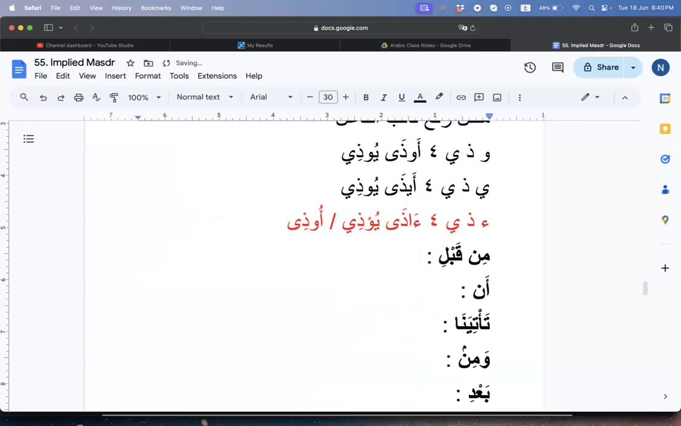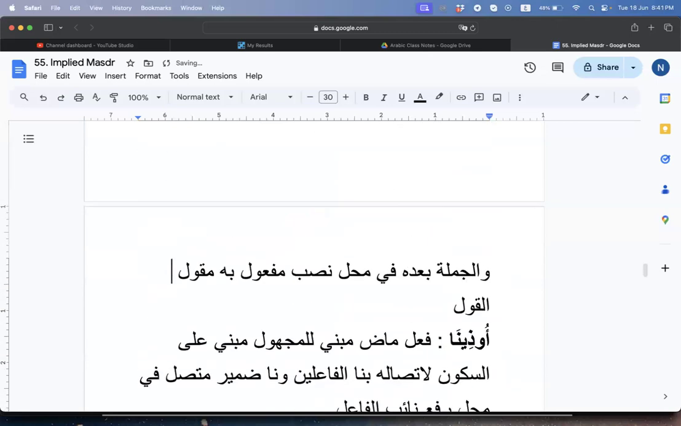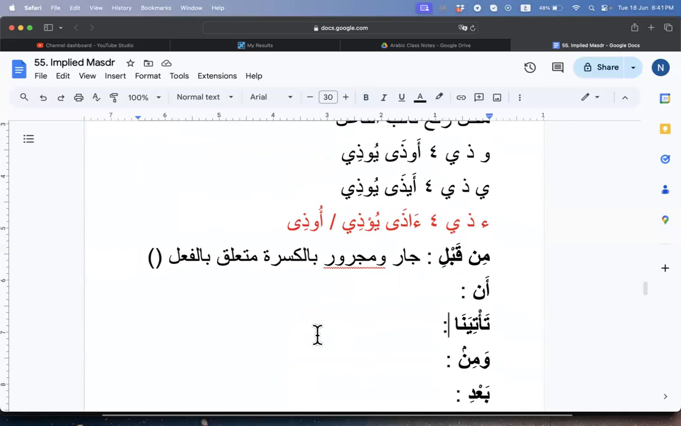And then min qabli. Min is harf jar, and qabli is zarf and also majrur. Majrur bil kasra. Yes, and together they are muta'alliq to the fi'l. Which fi'l? The one that is Udhina. Yes, good.